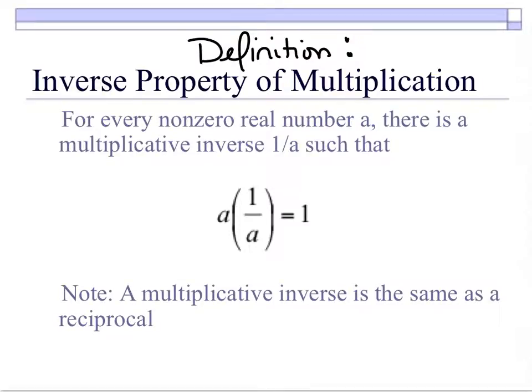Place your definition in your notes. This should be the second required thing in your notes. Inverse property of multiplication. Here's your definition. For every non-zero real number a, there is a multiplicative inverse 1 over a, such that a multiplied by its multiplicative inverse is going to equal 1. Note, this is also called a reciprocal.